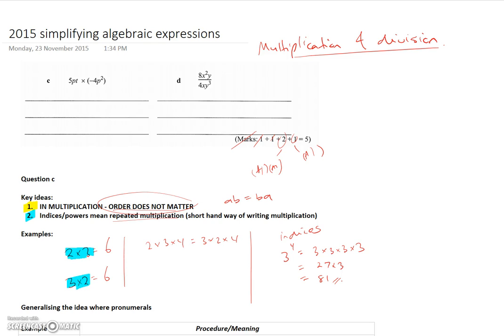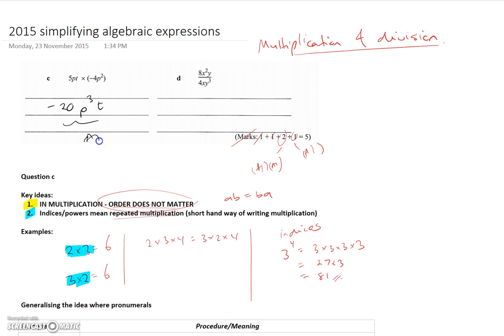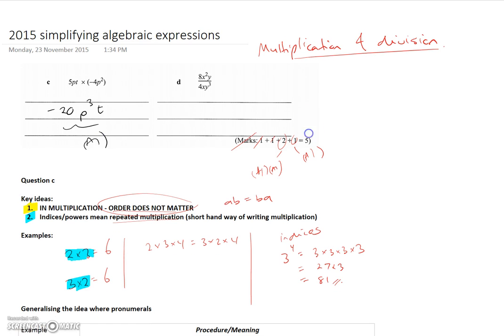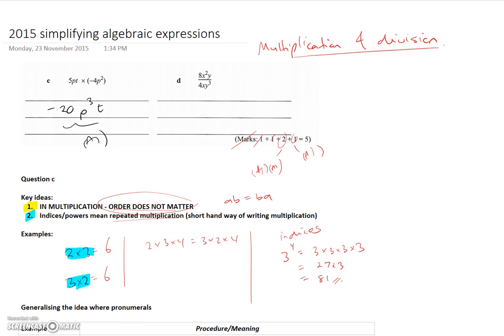So you may have had to go through the whole writing out things explicitly and putting the multiplication symbols, but I'm just going to write down the answer. Okay, the answer is negative 20 p cubed t. All right, and that's an answer mark. And this one here, oh sorry, it's worth 2 marks.